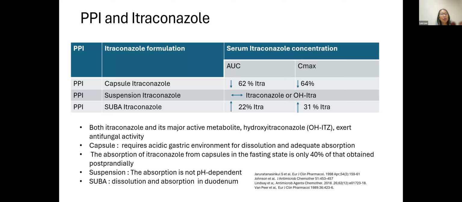In contrast, for suspension itraconazole, the absorption is not dependent on pH. Therefore, PPI co-administration does not have a significant impact on the serum itraconazole concentrations. This is based on an in vivo study. And as for the SUBA formulation, that's super bioavailability itraconazole, the dissolution and absorption happen in the small intestine. Therefore, the absorption is not affected by the PPI or the pH of the gaster. But as a whole, in clinical practice, if you need to co-administer PPI with itraconazole, it's always recommended to follow up or monitor the itraconazole concentrations.